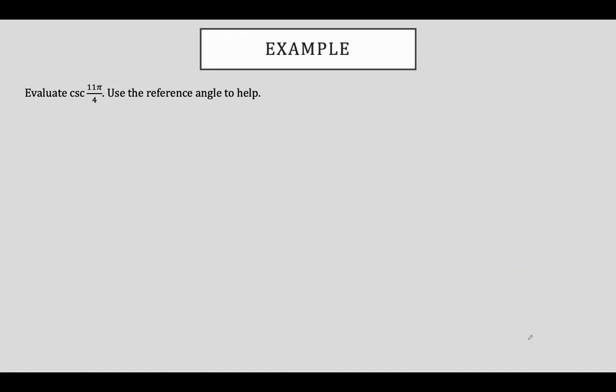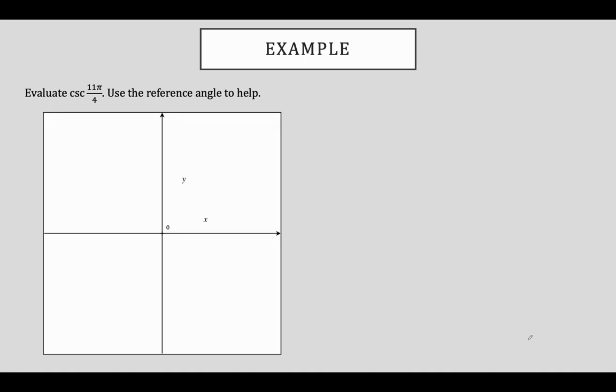Evaluate the cosecant of 11 pi over 4. Use the reference angle to help. When in doubt, draw it out. Let's draw a picture. Now, 11 pi over 4. This is an angle that is greater than 2 pi. And whenever you see angles that are greater than 2 pi, it helps to write it as a mixed number.